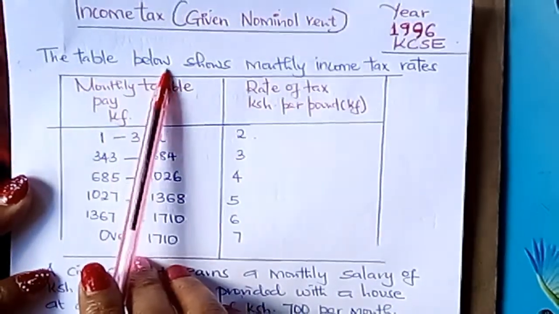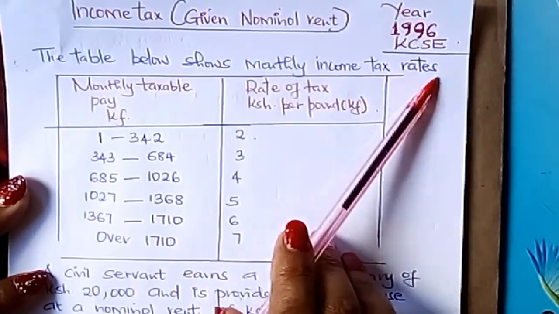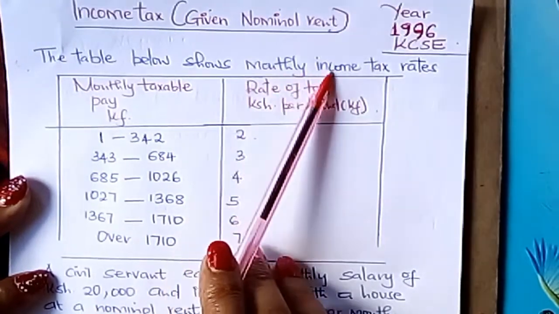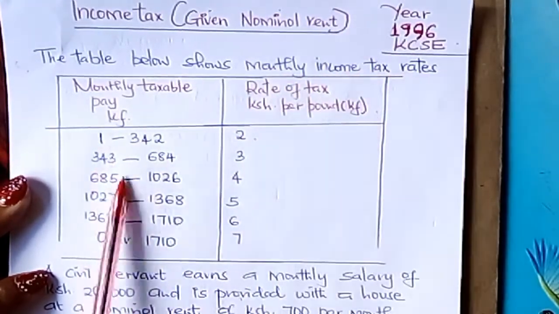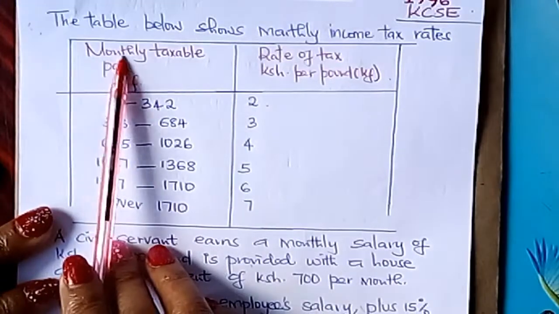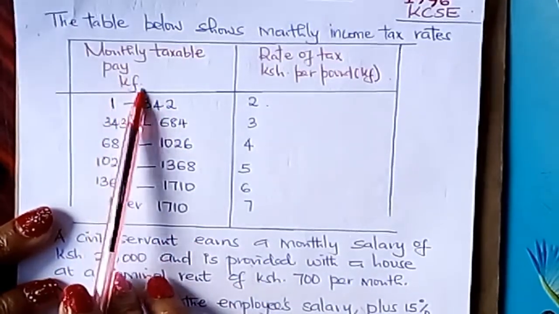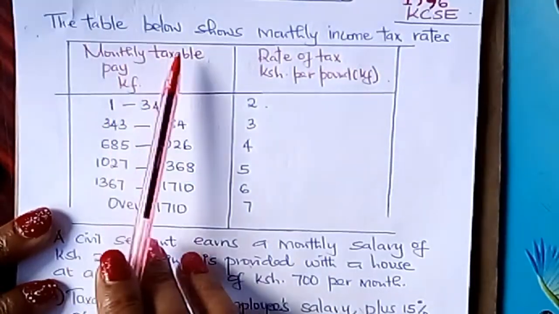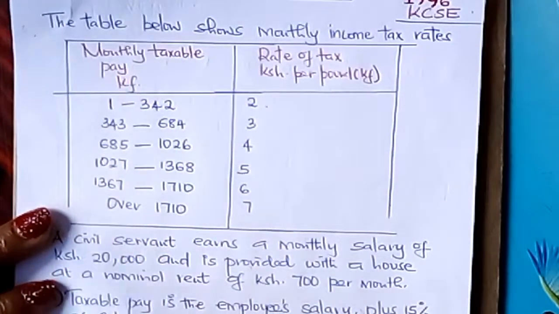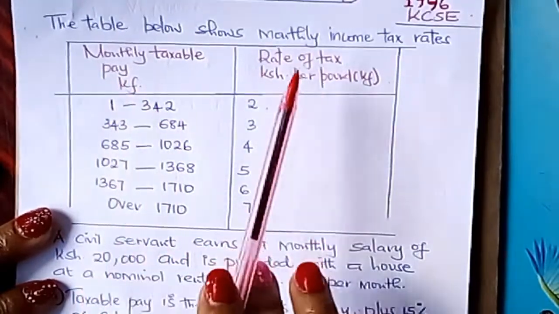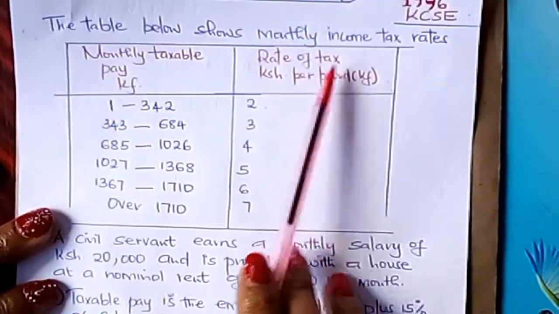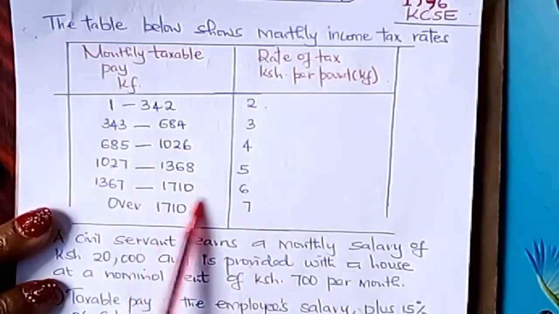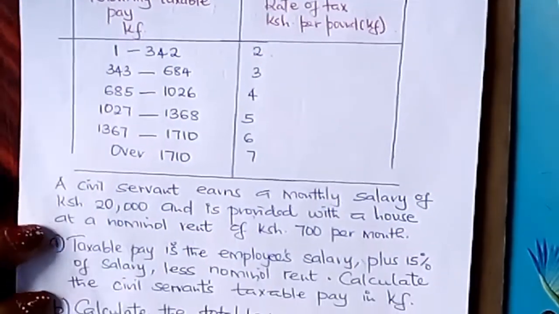The table below shows monthly income tax rates. This is the table you studied. Here we have monthly taxable pay in Kenya pounds, or monthly taxable income pay, which is the same as income in Kenya pounds. And then here we have rate of tax, and it is in Kenya shillings per pound. So there we are. Let us read the question.